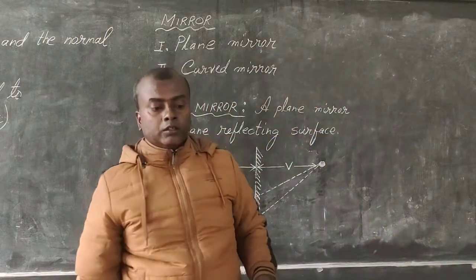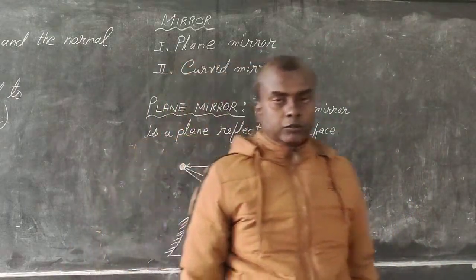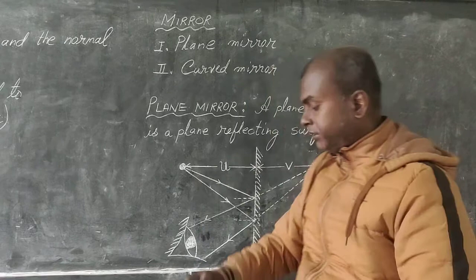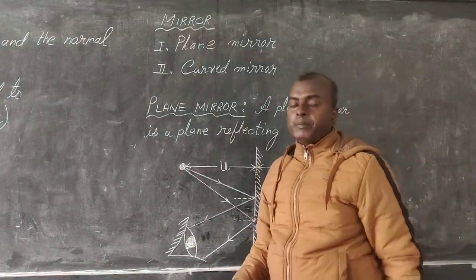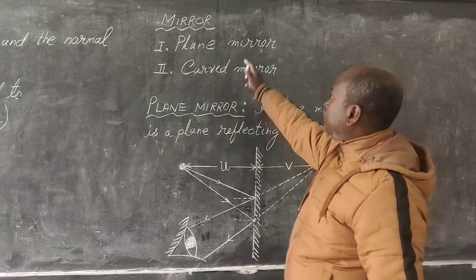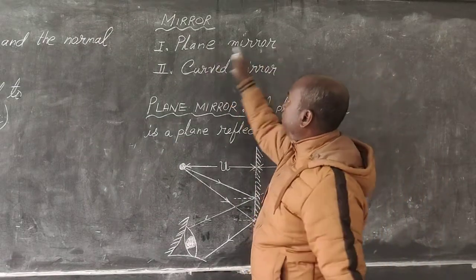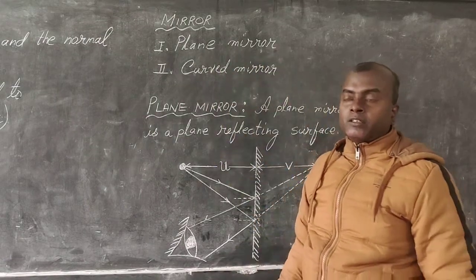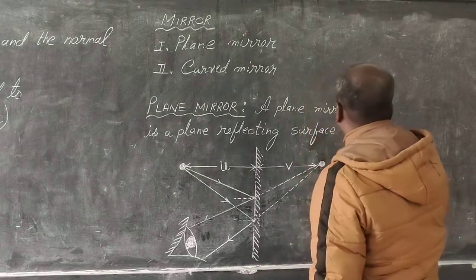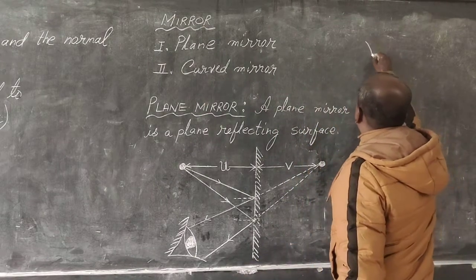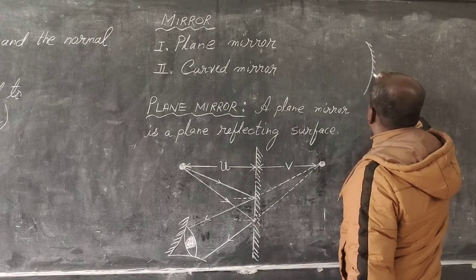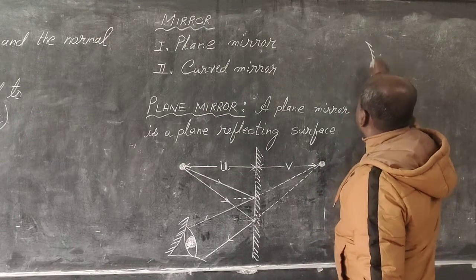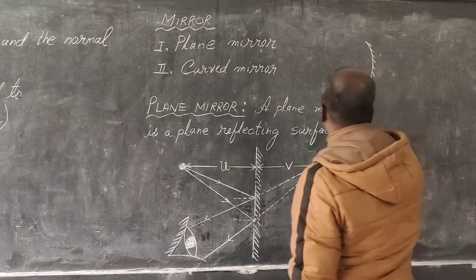Now, since we are dealing with reflection, how can we miss mirrors? So let's now study mirrors. There are two kinds of mirrors. One is a plane mirror, one is a curved mirror. Curved mirrors are curved like this. One side is painted and the other side acts as a reflecting surface.